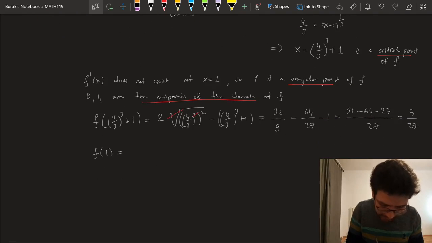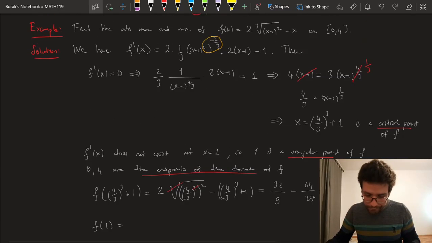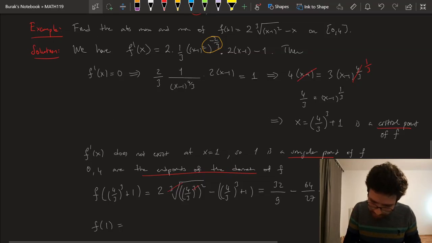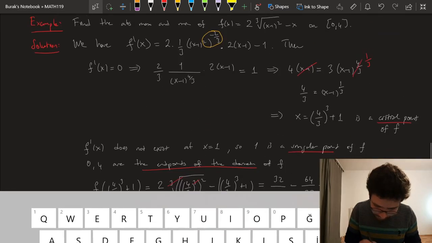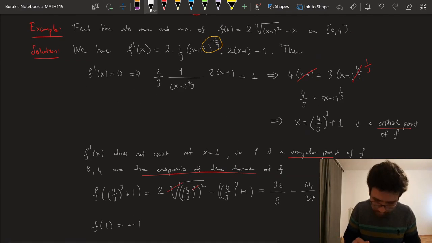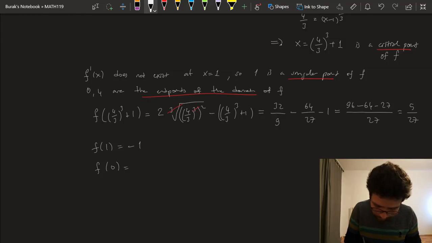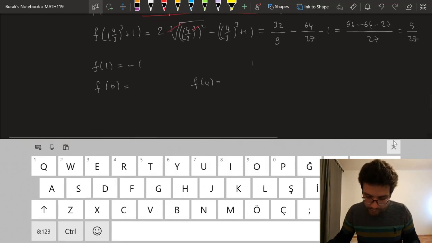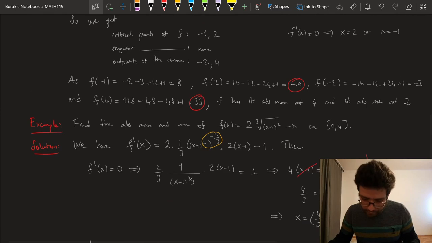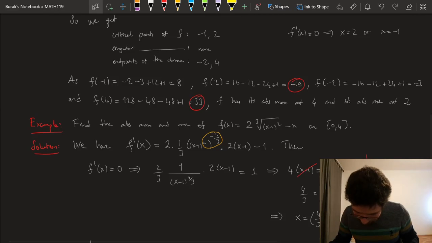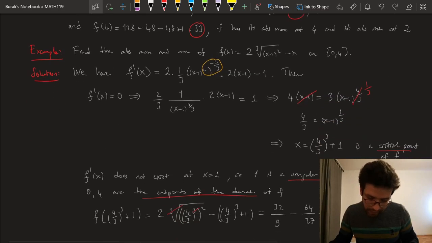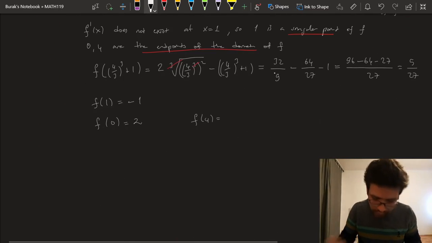What about its value at the singular point? F of 1, if you plug in 1, this will be 0, you're going to get minus 1. And at the endpoints, 0 and 4, if you plug in 0, minus 1 squared is 1, its cube root is 1, so you're going to get 2 here. 2 minus 0 is 2.